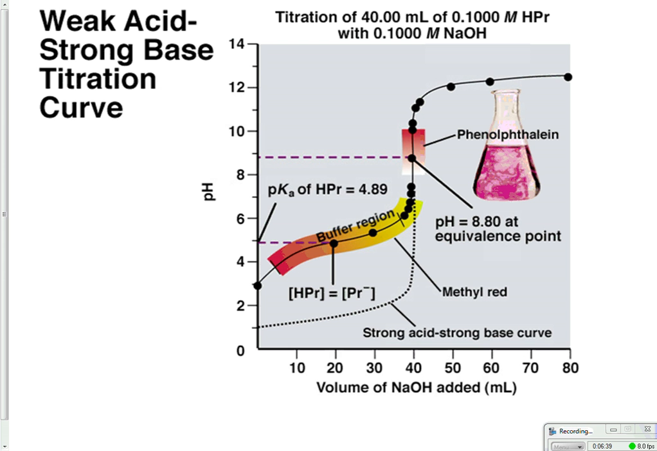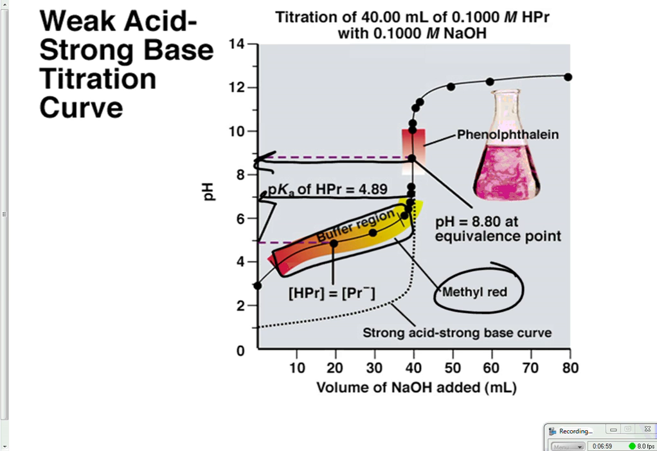Now, the other thing we can do is compare the buffer region. This represents a buffer region, and you need to be aware of that. I know I highlighted it on the other slide. But when you go to pick an indicator, here's my equivalence point for the weak acid, and my equivalence point for the strong acid, strong base titration would be there. Methyl red would be an inappropriate indicator to use because a color change is occurring before the equivalence point.